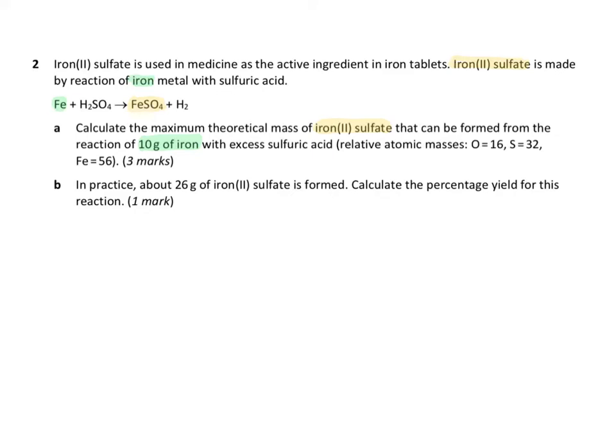Okay, so we're going to look at question 2 on percentage yield sheet 1, part A. What I've done is I've gone through the question and taken 2 different colour highlighters and highlighted the important compounds and substances that are mentioned in the question and they have given us information about. So iron 2-sulfate is there in yellow and iron is in green.